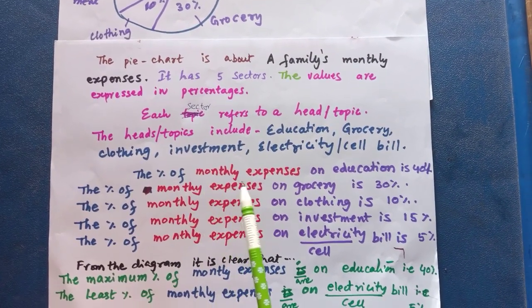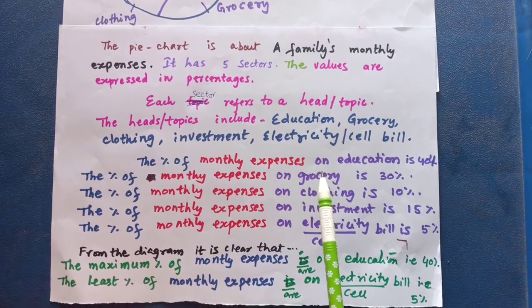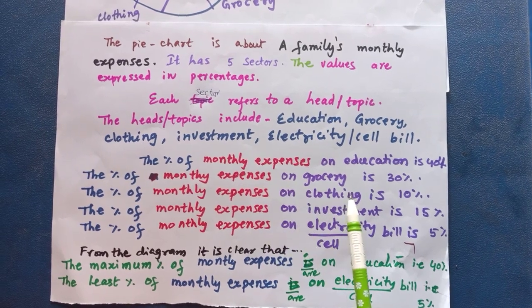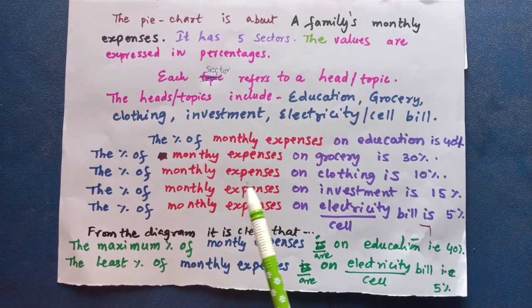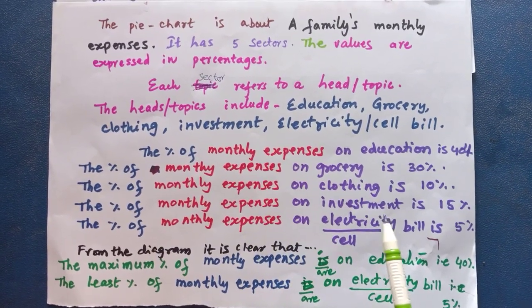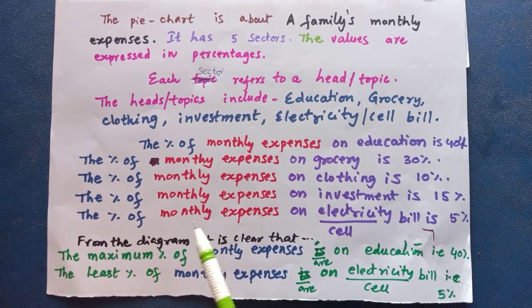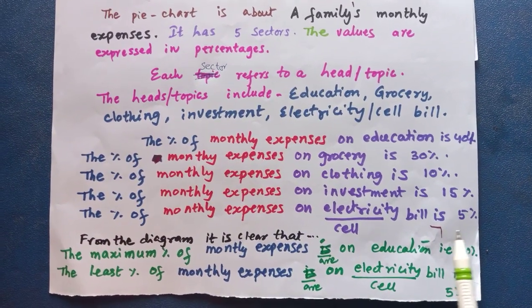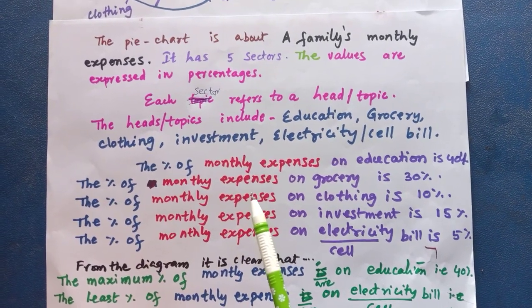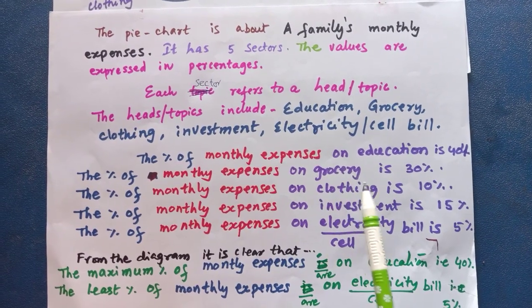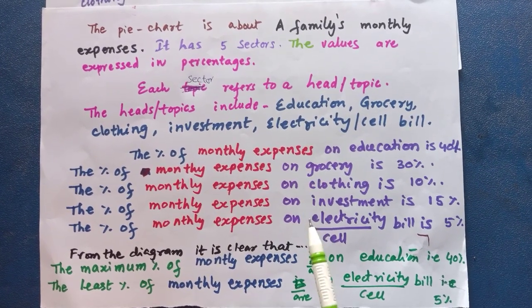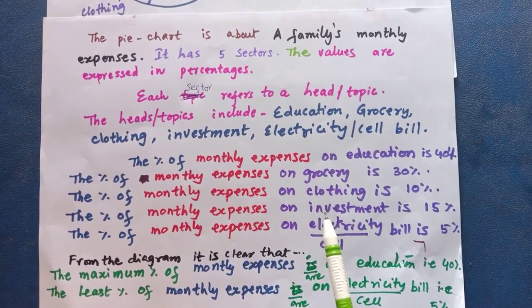The structure of the sentence may be like this. The percentage of monthly expenses on education is 40%. The percentage of monthly expenses on grocery is 30%. The percentage of monthly expenses on clothing is 10%. The percentage of monthly expenses on investment is 15%. The percentage of monthly expenses on electricity bill is 5%. Like this, the percentage of plus the heading of the diagram plus the topic plus the value, and using this structure we can write the sentences about the values of each topic.